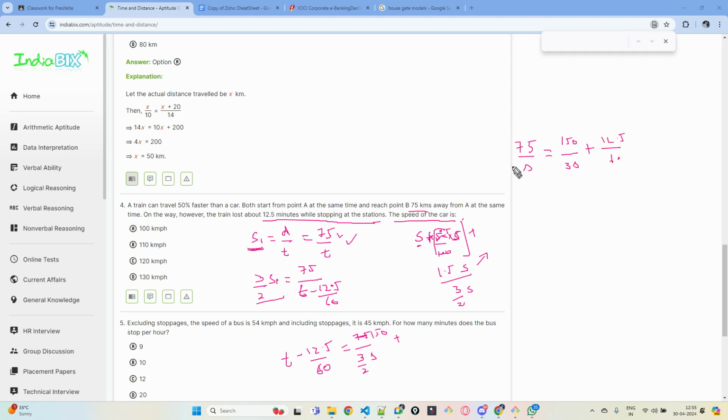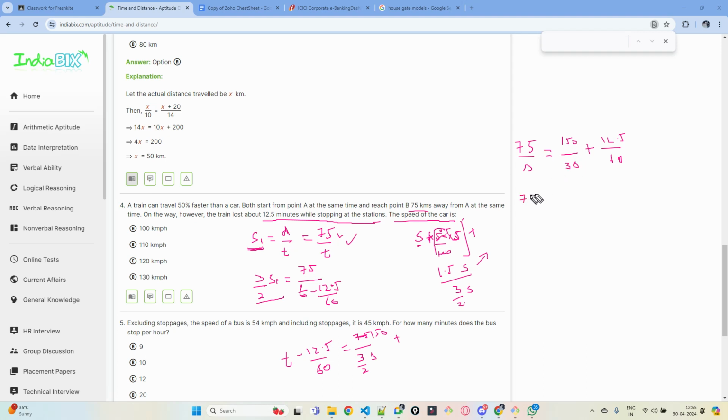So this is the time taken by the car to reach from A to B, and this is the time taken by the train to reach from A to B, and both will be equal. That both the times are equal. In this, you have to calculate the value for s. Okay, what will be the s?